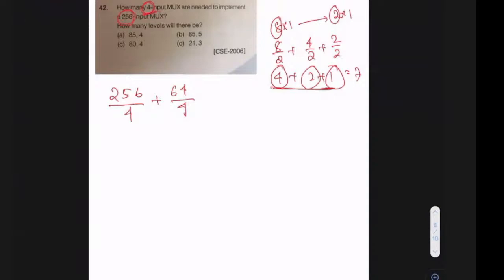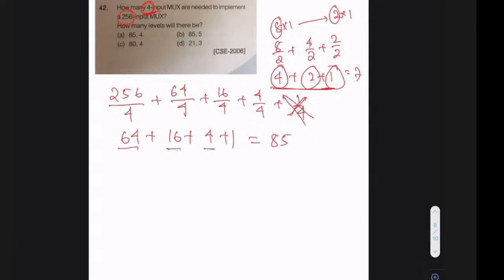So continuously, I have to divide by 4 until I get 1. So 64 by 4 is 16. Then 16 by 4 is 4, and 4 by 4 is 1. I'm stopping here. If I go one more step, it will be 1 by 4, and you cannot have a fractional number of multiplexers. So wherever you get 1, you stop. So 256 by 4 gives 64 plus 16 plus 4 plus 1. If you sum all of this, it comes to 85. So the number of multiplexers needed is 85 and the number of levels is 1, 2, 3, and 4.